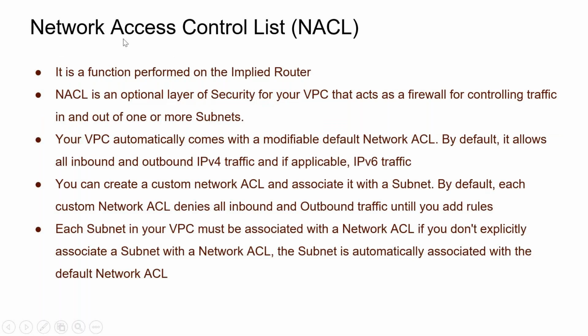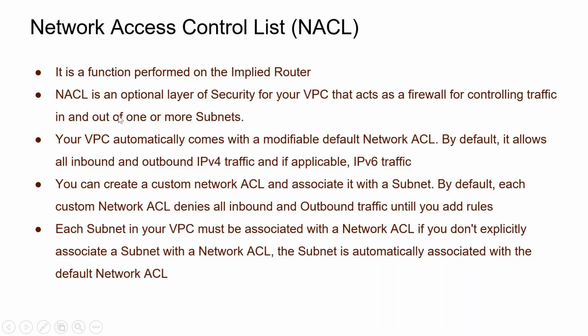NACL, network access control list, is a function performed on the implied router, right? So on the router, this NACL will be applied. NACL is an optional layer, it is not mandatory. It's an optional layer of security for your VPC that acts as a firewall for controlling traffic in and out of one or more subnets.